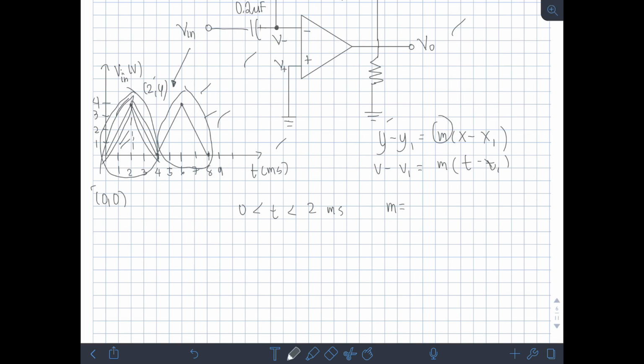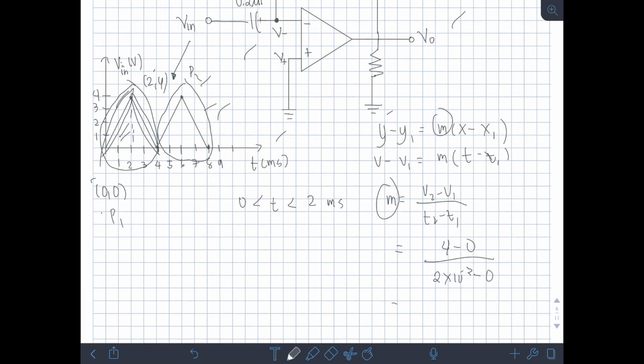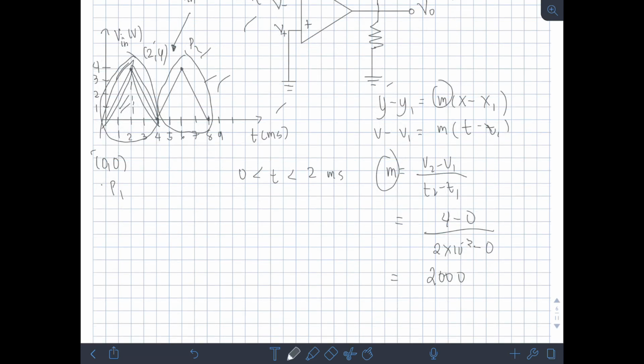Slope is m is equal to v2 minus v1 over t2 minus t1. Let's say ito yung point 1 natin, ito yung point 2. So, parang 4 minus 0 over 2 times 10 raised to negative 3 minus 0. Or we have simply 2,000. So, therefore, kapag sinubstitute natin dito sa formula na to, meron tayong v minus, pili tayo ng isang point, 0 na lang. So, itong 0, 0. V minus v sub 1 is 0 is equal to m na 2,000 times t minus 0 pa rin.